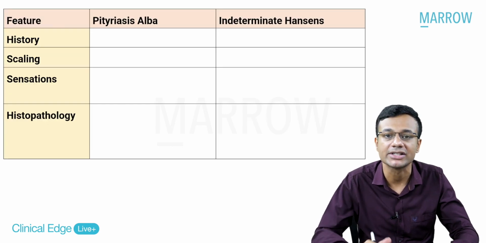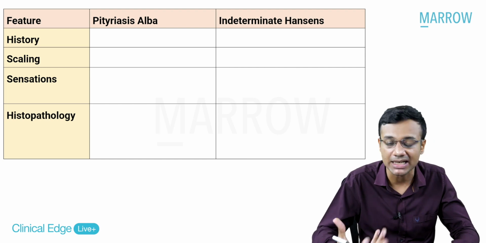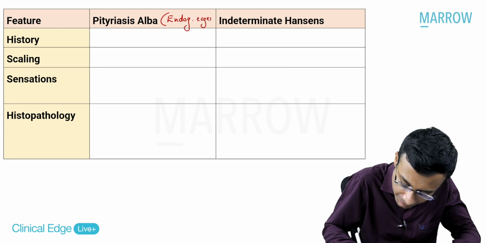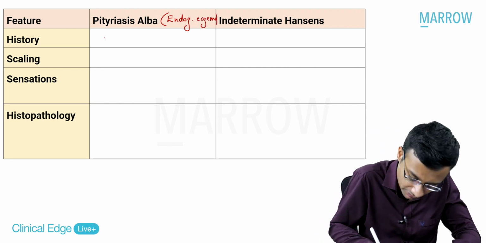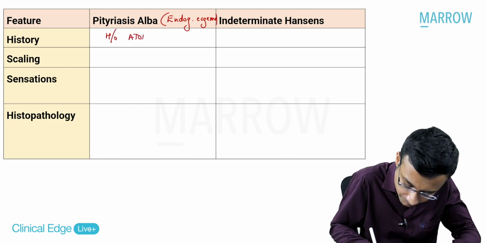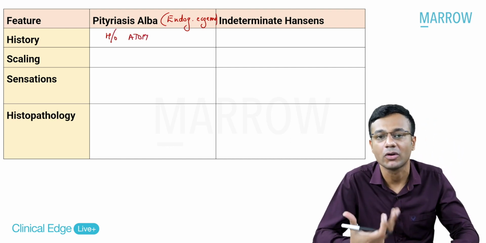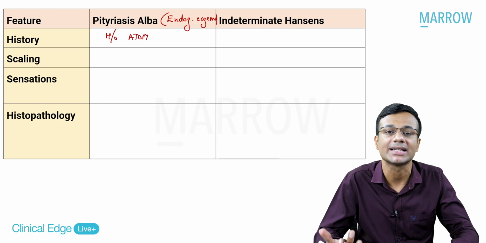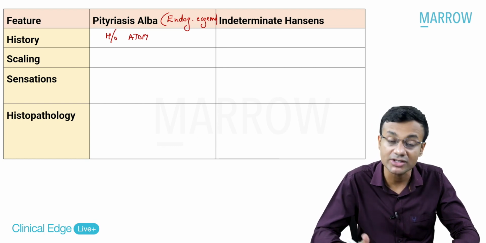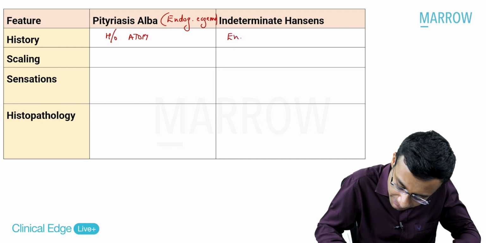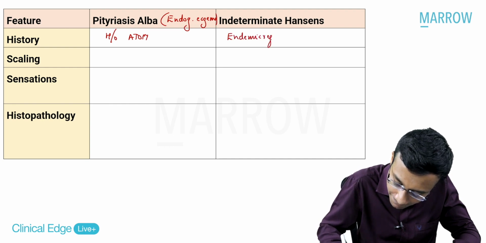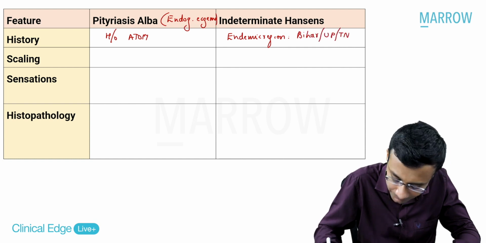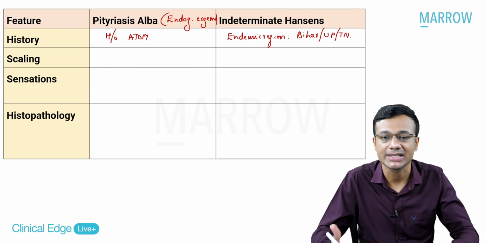Now, how do we distinguish these conditions? The first point is history. Pityriasis alba is a type of endogenous eczema. It is usually seen in children with dry skin, so there will be a history of atopy. If you remember, in the previous model, I've already mentioned atopy means recurrent allergic rhinitis, bronchial asthma, and atopic dermatitis. And in indeterminate Hansen's, what history is going to be there? The child presenting from an endemic region for leprosy, Bihar, UP, Tamil Nadu.